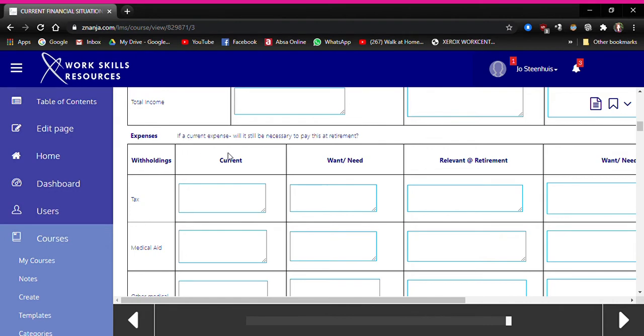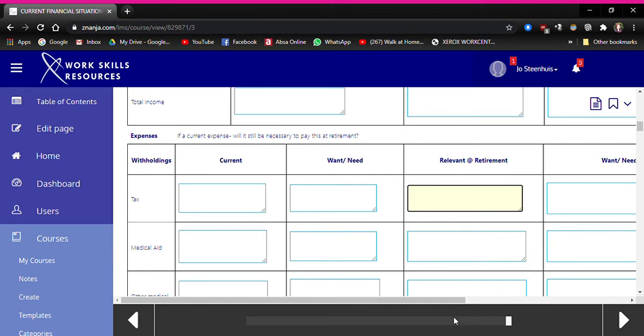If a current expense, will it still be necessary to pay this at retirement? Again, just to tell you, withholdings, you do need to know what is deducted from your salary before money is paid in. Because, it's important. Tax, currently. And here you're going to tell me, is this a want or a need? Remember what we discussed already in the course, right? If you say, I don't know, tell me what you think it is. Remember, just to refresh your memory. Want is something I desire. Need is something I cannot live without.